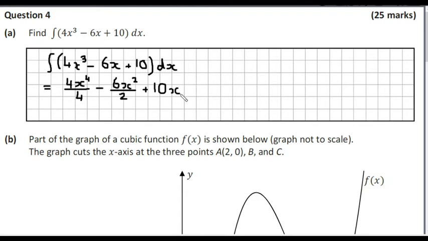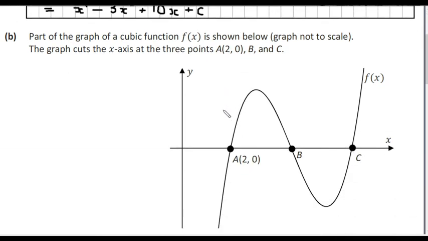So plus 10x, and then you're going to have a plus c here, because it's what we call an indefinite integral. There are no limits here. All we then have to do is simplify it. So the 4s are going to cancel, so we're left with x to the 4, minus 2 into 6 goes 3 times, so it's minus 3x squared. We've got then plus 10x, and then a plus c at the end. And that's part A completed.